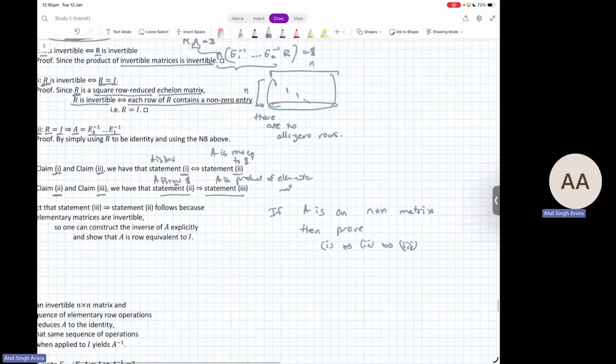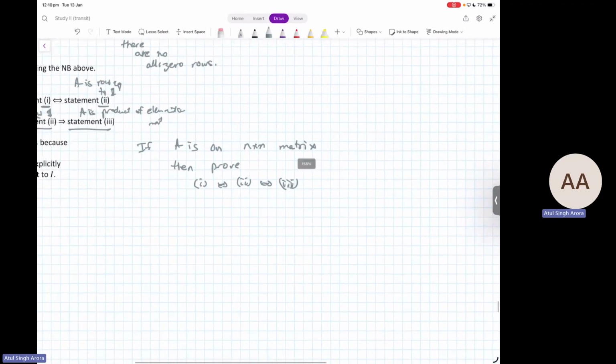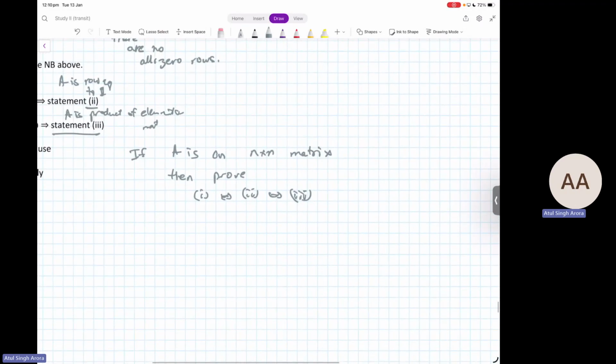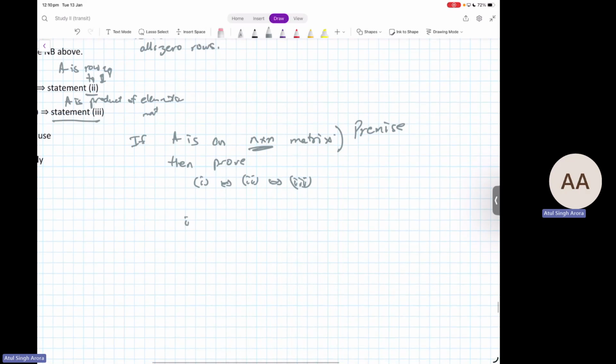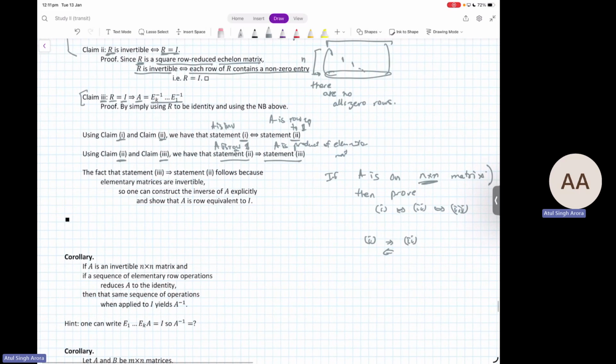Okay, so maybe it's good to clarify this. This is the premise, what you know. The important thing is it's a square matrix. If the matrix is not square, then all bets are off; we don't know what's happening. So we are assuming a square matrix, and then we are saying that if 1 is true, then it implies 2 is true. And the other way: if 2 is true, then 1 is also true, and so on. Any more questions?